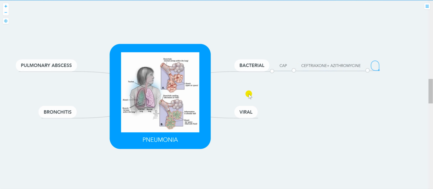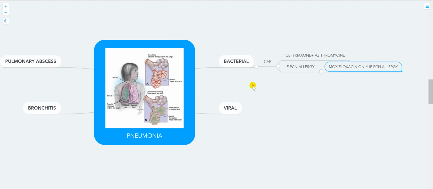But if penicillin allergy, moxifloxacin. Only if penicillin allergy. That's only because it causes antibiotic resistance, and we don't want that.